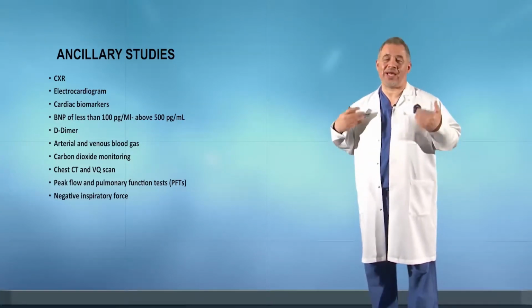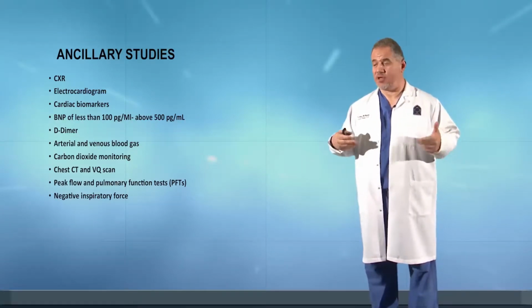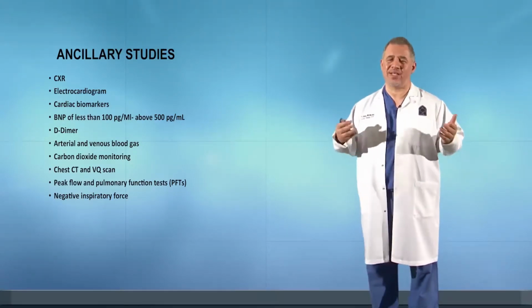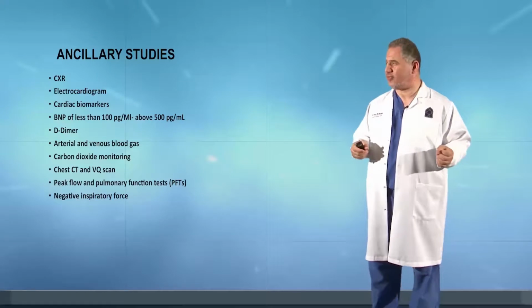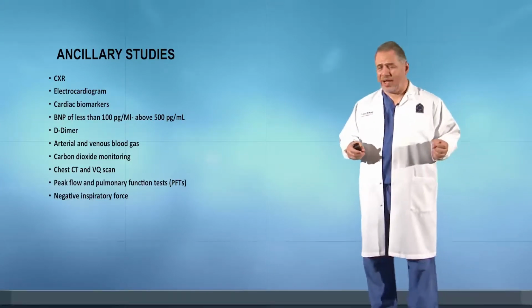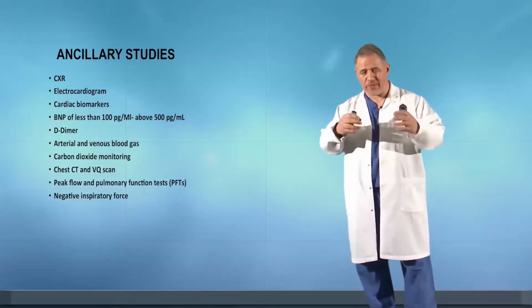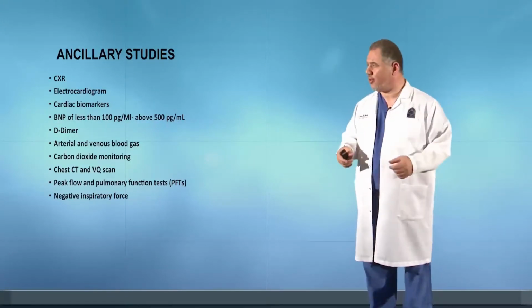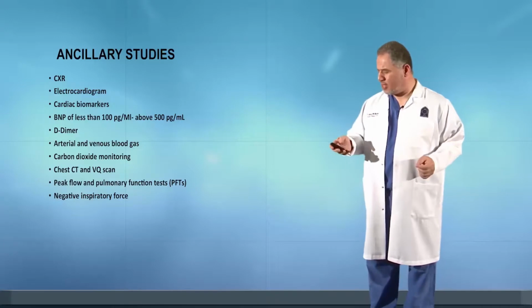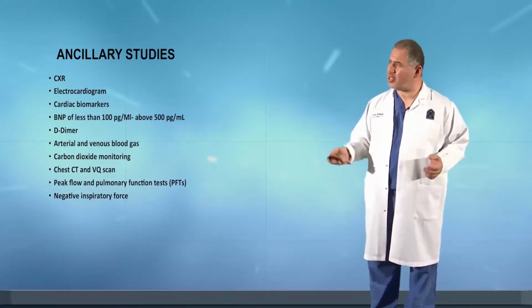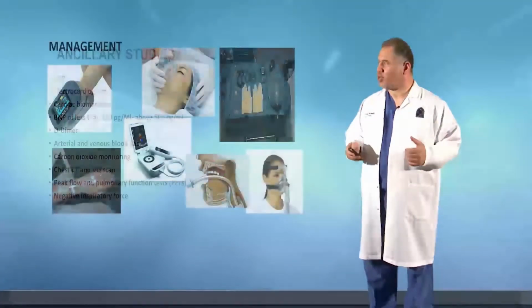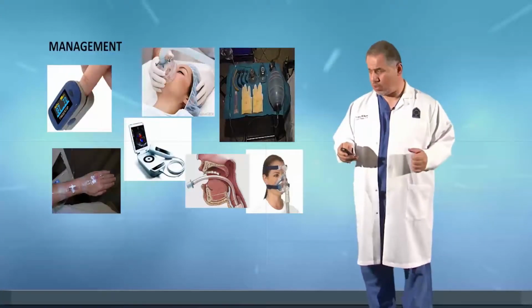I can do a CAT scan of the chest with angiography to see if we have PE. I can do a VQ scanning, although CAT scan now is the preferred test for pulmonary embolism. I can do a peak flow. I can ask the patient to take a peak flow and see if there is an airway problem, or maybe a bedside handheld spirometer. I can measure the negative inspiratory force. So all these are available tools to me. But again, history and physical is the most important.